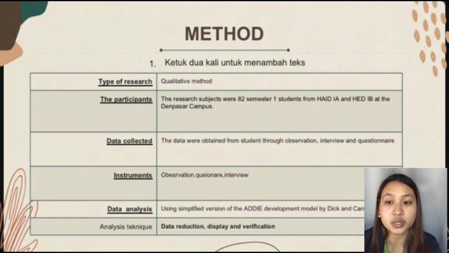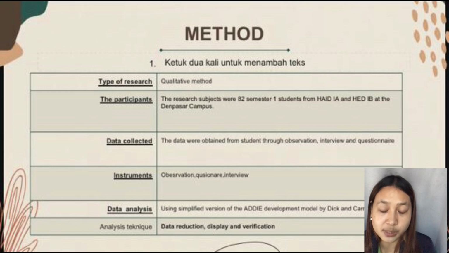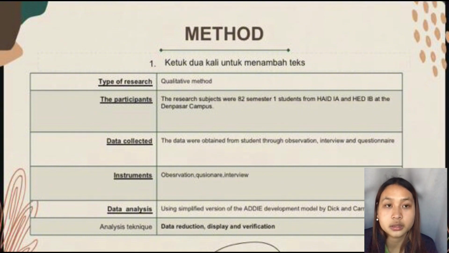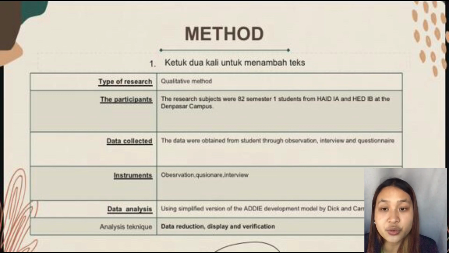And the students were asked to review the new textbook while studying with it. Students were also asked to fill out a questionnaire about the material. Data from the questionnaire was triangulated with observation and interview. The instruments in this research are three: observation, questionnaire, and interview.